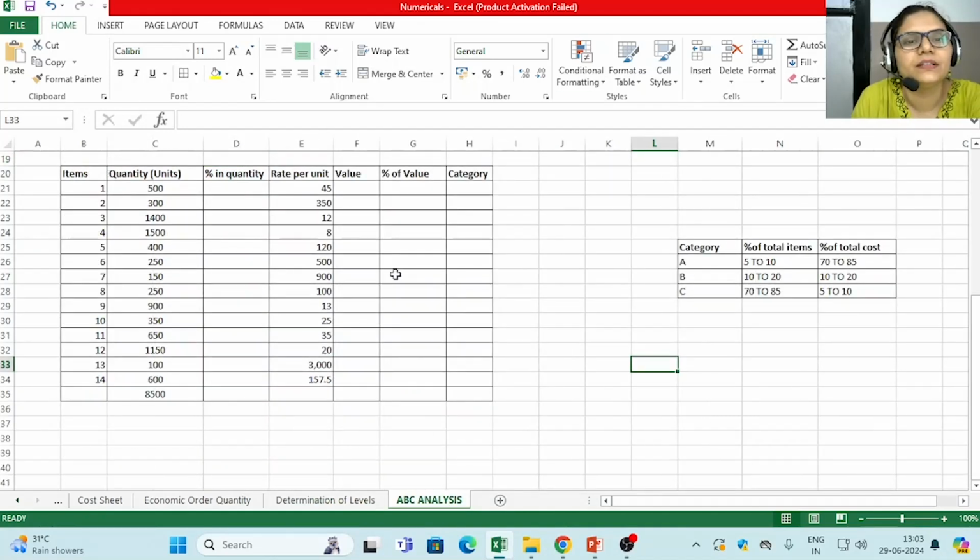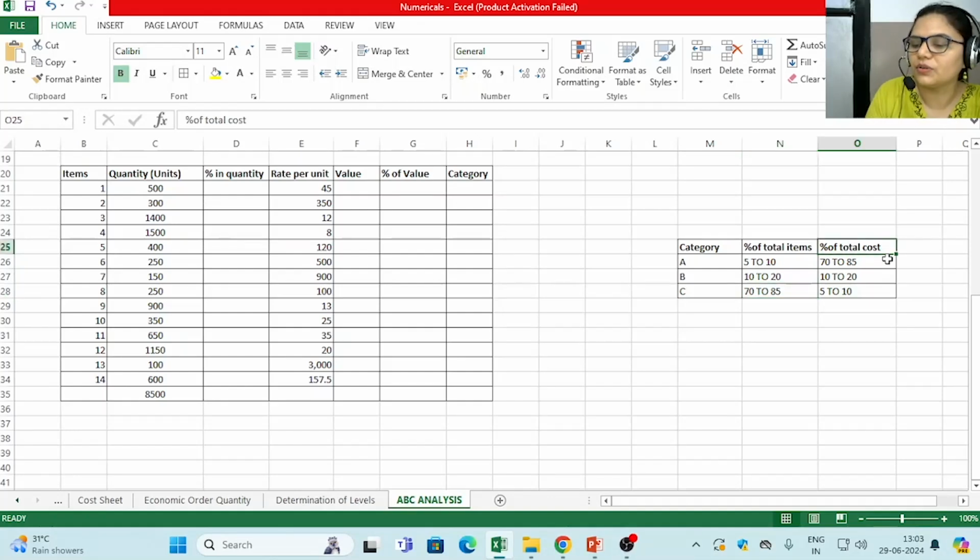Next is ABC analysis. ABC analysis, as we all know, is Always Better Control, a technique we have studied. It categorizes the items into 3 categories, A, B and C. Percent of total items which fall into this category are 5 to 10, then 10 to 20 and 70 to 85. Percent of total cost 70 to 85, 10 to 20 and 5 to 10.